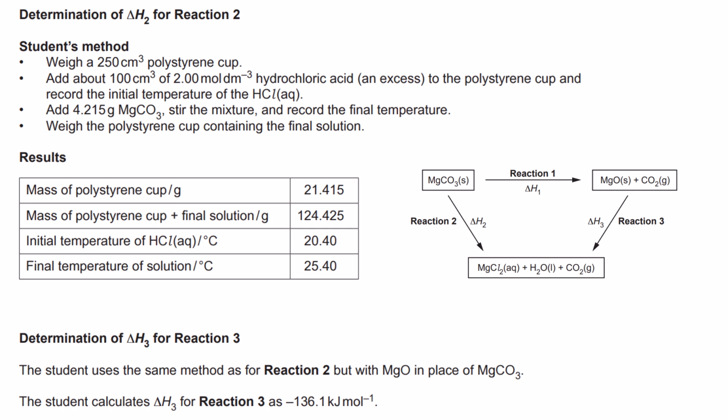So the next part of the question gives us some information about what the student actually did. So like we said, delta H1 is what we're being asked. At the bottom you can see the student calculates delta H3 for reaction 3 is minus 136.1 kilojoules per mole. So we can stick that into our Hess's law cycle and come back to it a little bit later.